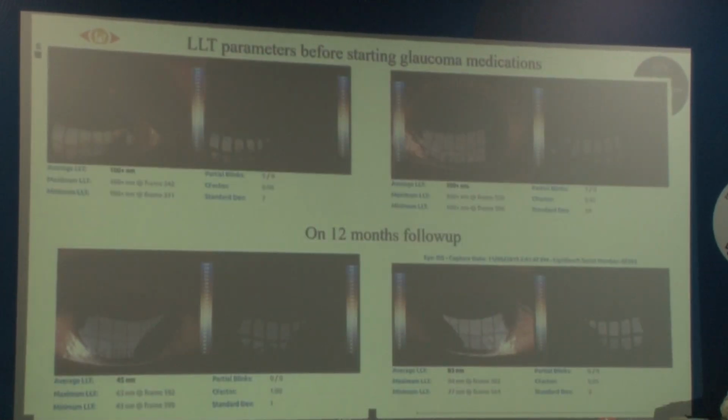These are the pictures of the right eye and left eye showing lipid layer thickness parameters before the start of anti-glaucoma medications and after 12 months of follow-up. The average, maximum and minimum were normal before the treatment, and on 6 months follow-up, all the lipid layer thickness parameters were found to be significantly reduced.